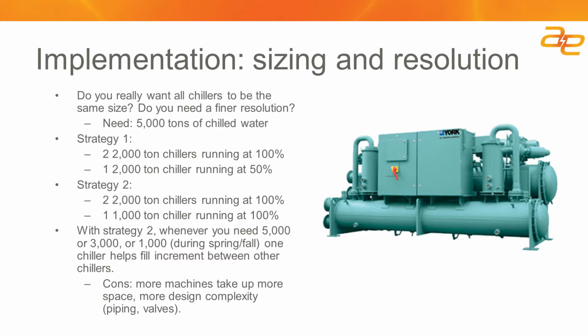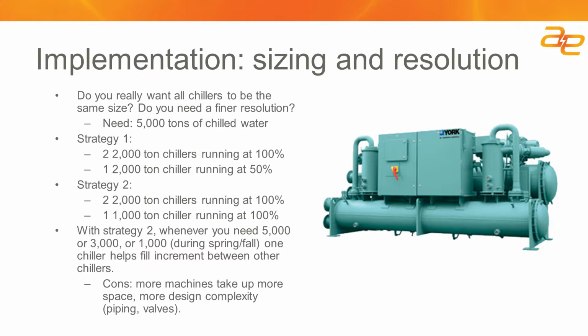One strategy may be to use three 2,000-ton chillers, again allowing you to have a little bit of reserve capacity for the future, but understanding that ideally you'll run two of the chillers at full capacity or near capacity, and one of the chillers you'll typically run at 50% capacity. So it'll be the machine that ideally runs at partial load.